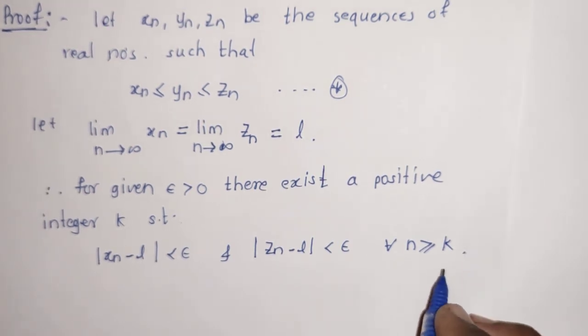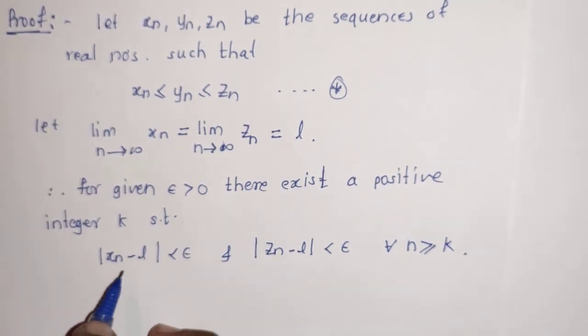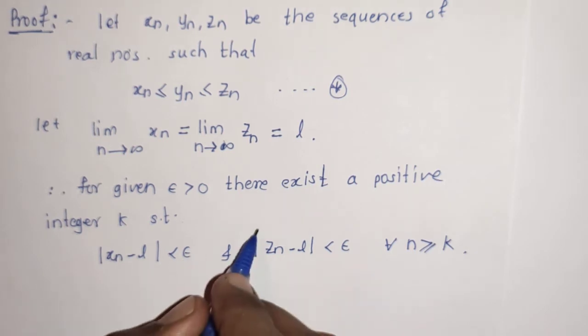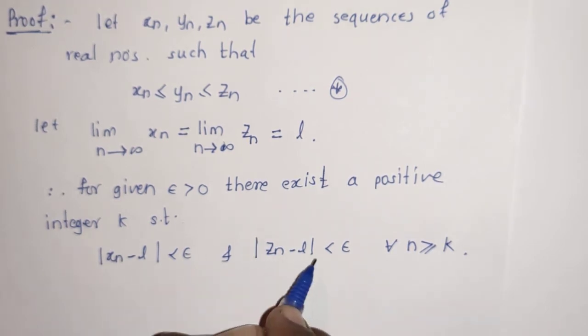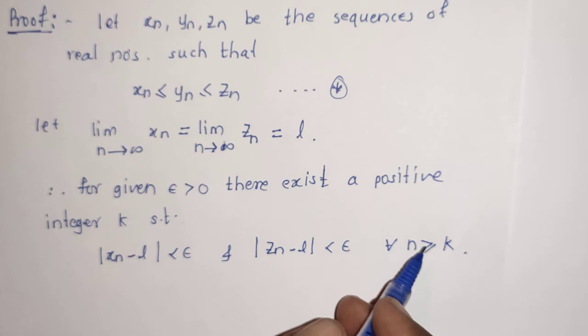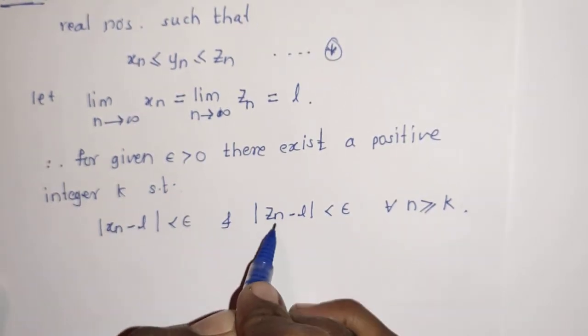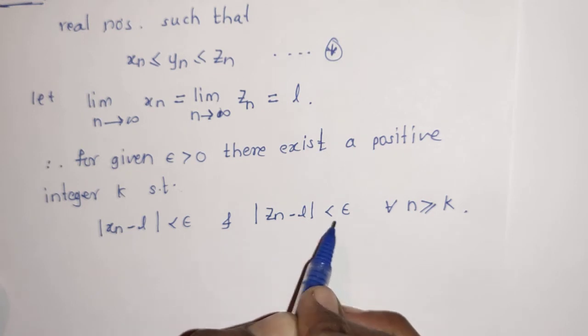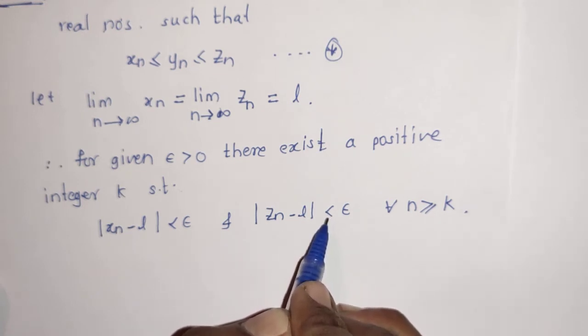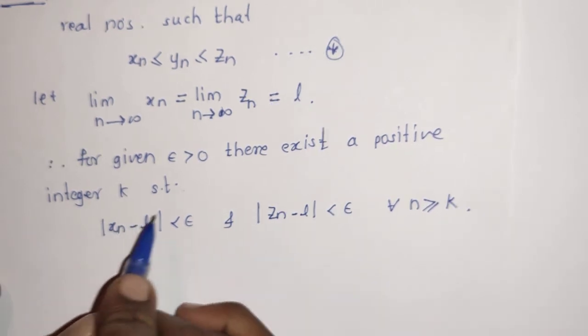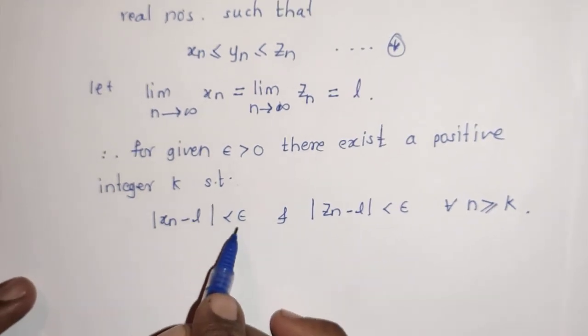So using this definition we can write |xn − L| < epsilon, also |zn − L| < epsilon for all n ≥ k. Now this |xn − L| < epsilon and |zn − L| < again epsilon. So we can use the property of modulus, that is |a| ≤ c.